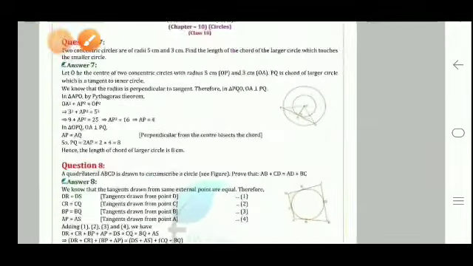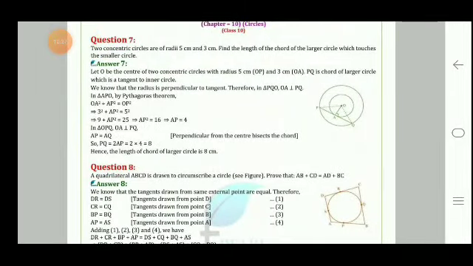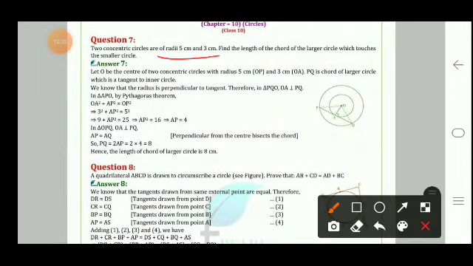Then question number 7. If we see question number 7, two concentric circles of radius 5 cm and 3 cm are given. So these are two circles with radius 3 and 5 cm respectively. Find the length of the chord of the larger circle which touches the smaller circle.